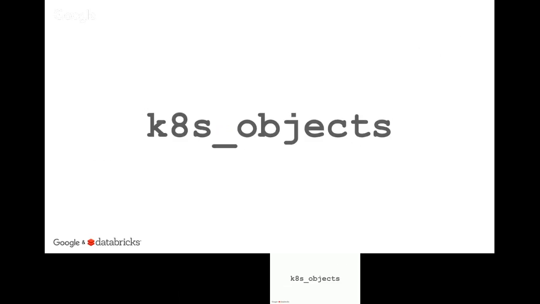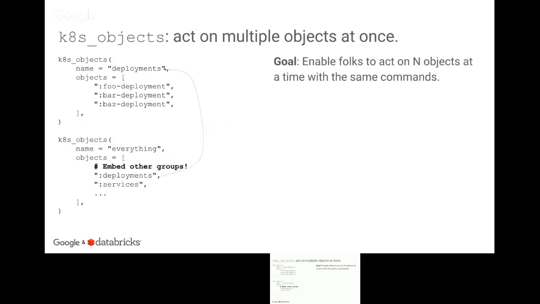And so I wanted to deal with that problem, and so we introduced the K8s objects rule. In order to deal with objects at multiple levels, we have the individual resource rules, but the objects rule enables you to start grouping these things to reason about them in larger and larger groupings. So you can group together all of your deployments, all of your config maps. You can group together everything. And so this pluralized object allows you to act on that group of objects with the same set of commands.